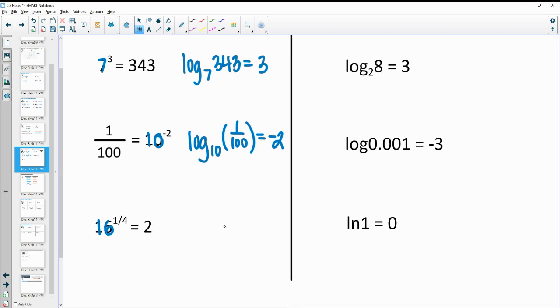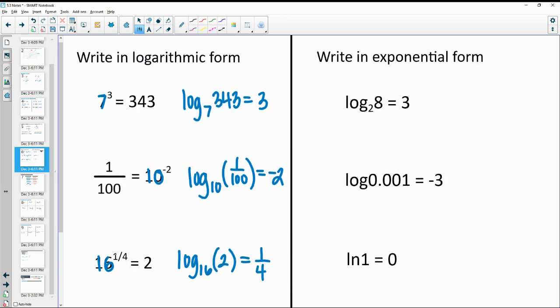16 is our base in this one. So we'll have log base 16 of the output, which is 2, equals the exponent, which is 1/4. So that's rewriting from exponential to logarithmic.